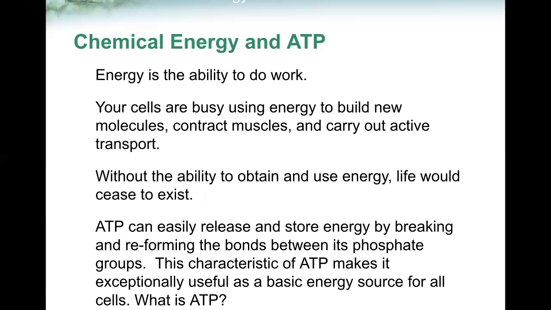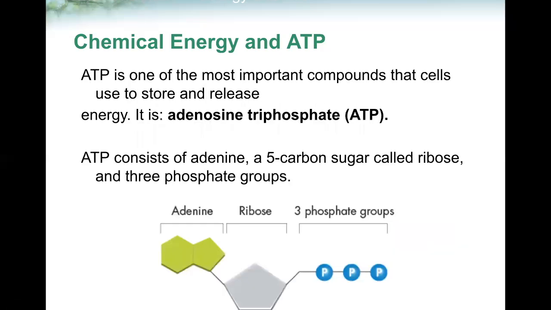What is ATP? ATP is one of the most important compounds that cells use to store and release energy. It is adenosine triphosphate. ATP consists of adenine, a 5-carbon sugar called ribose, and 3 phosphate groups.